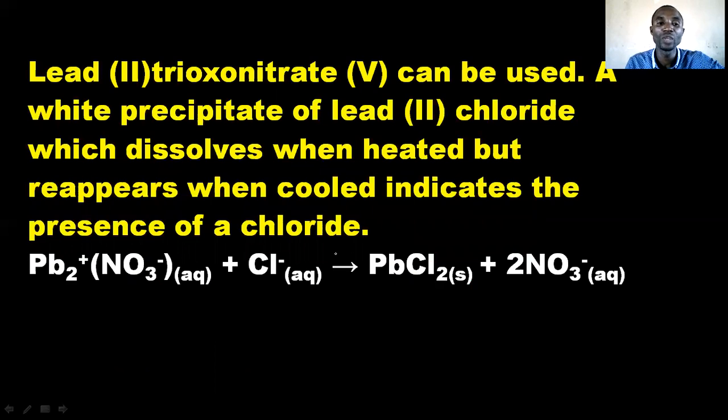Okay, another one is that lead 2 trioxonitrate 5 can be used also. In that case, a white precipitate of lead 2 chloride, which dissolves when heated but reappears when cooled, indicates the presence of a chloride also. Though we don't use this one often, rather the other one is what we use often in the lab, but it depends. This one can also be used. Lead 2 chloride is that white precipitate.